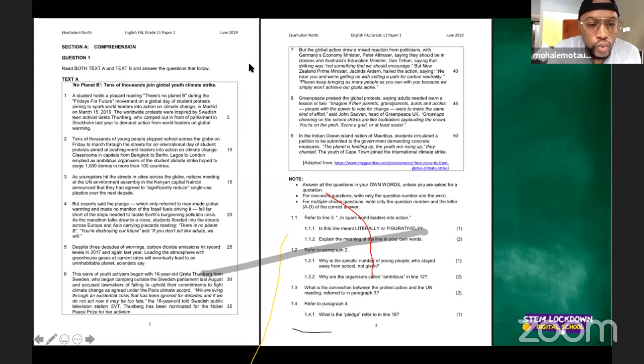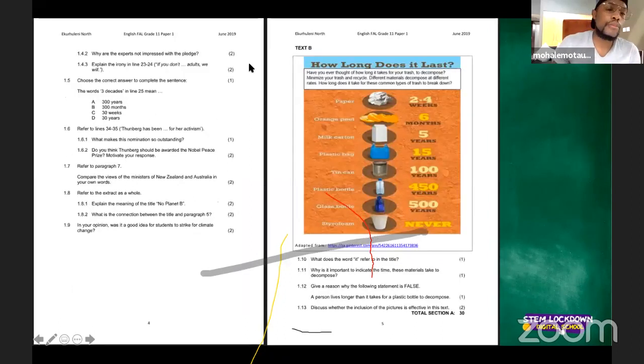Line 23 to 24. From line 20, it says, fell far short of the steps needed to tackle Earth's burgeoning pollution crisis. As the marathon talks drew to a close, students flooded into the streets across Europe and Asia, carrying placards saying, there is no planet B, you are destroying our future, and if you don't act like adults, we will. Now, question 1.4.3 says, explain the irony in line 23 to 24.